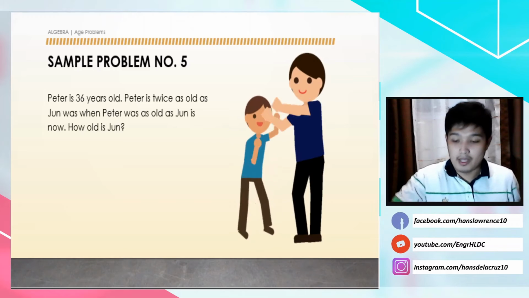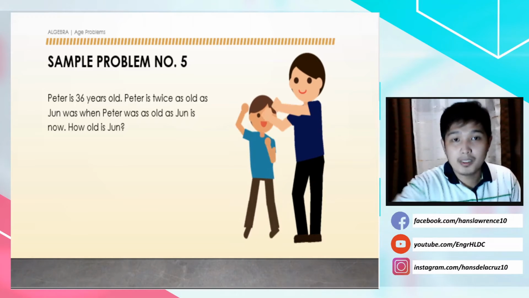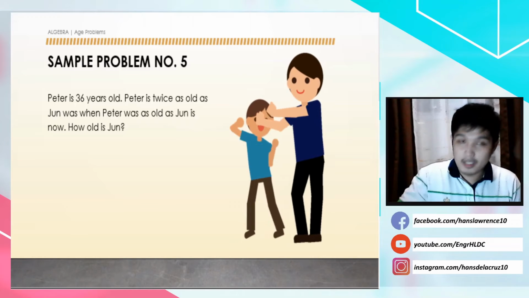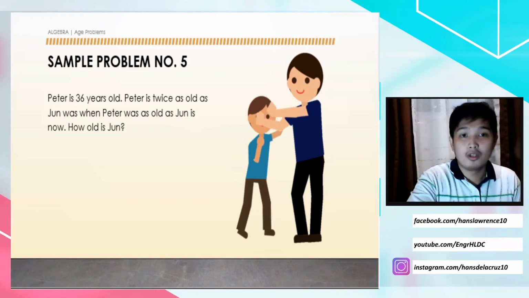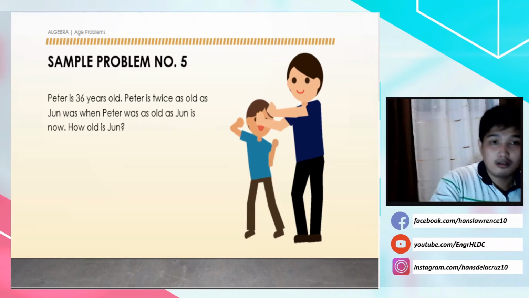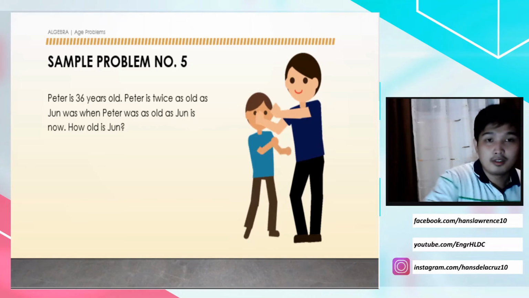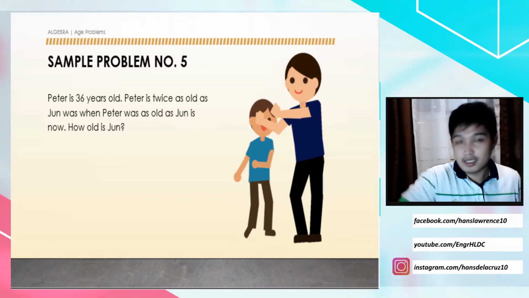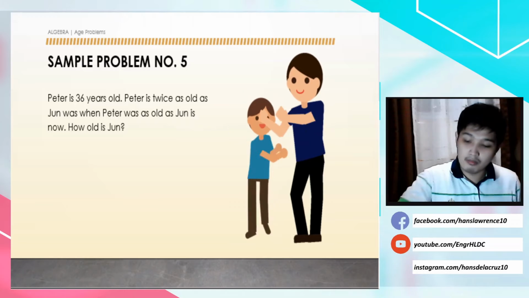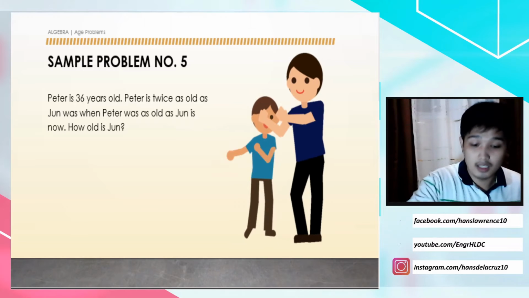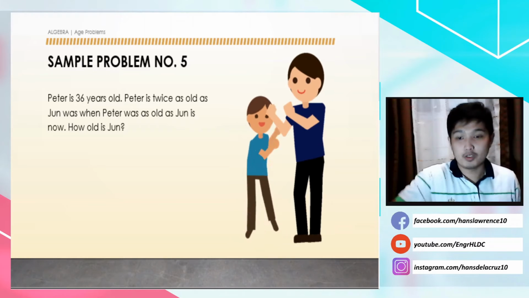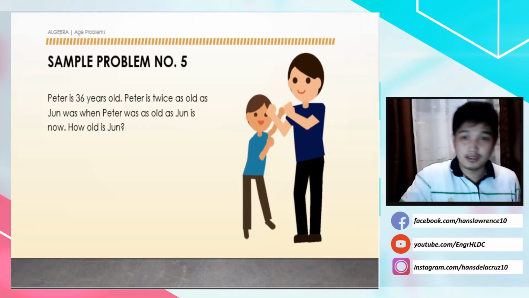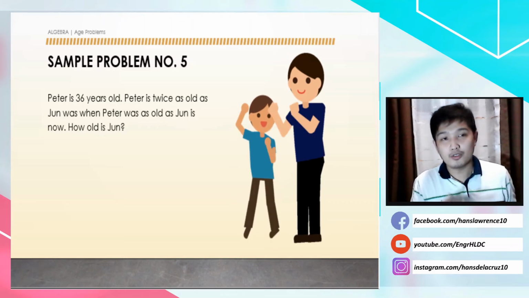So, it says here, class, Peter is 36 years old. Peter is twice as old as June was when Peter was as old as June is now. How old is June? The problem is short, class, but it is actually a controversial age problem. Why is it controversial? Because of how short it is, and the English is somewhat complicated.